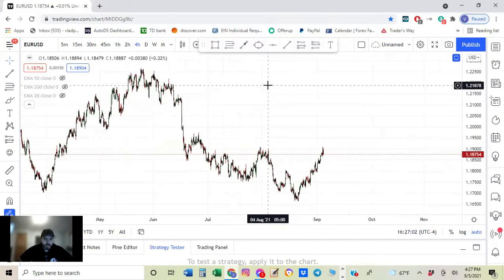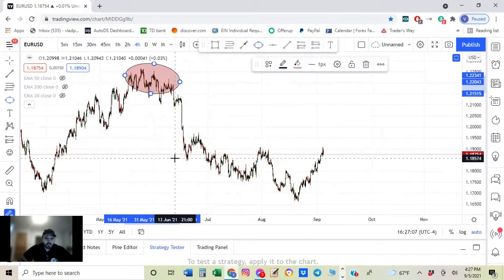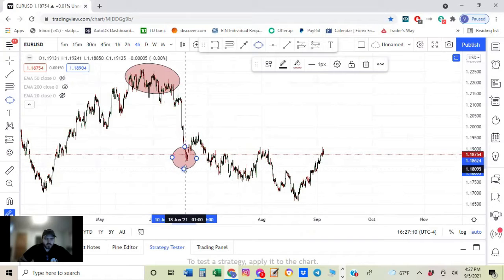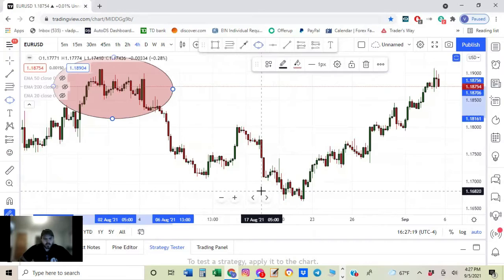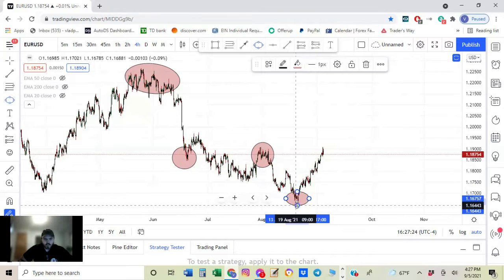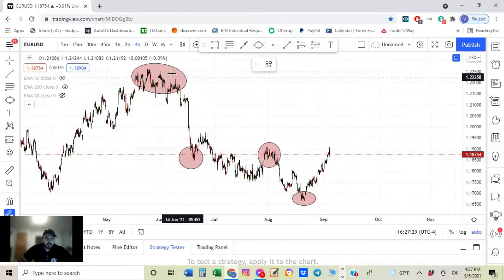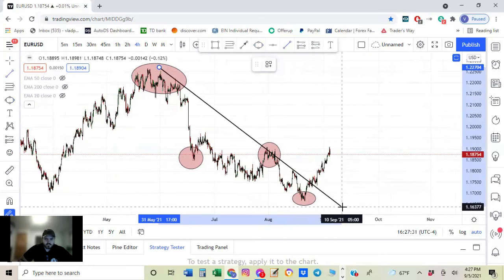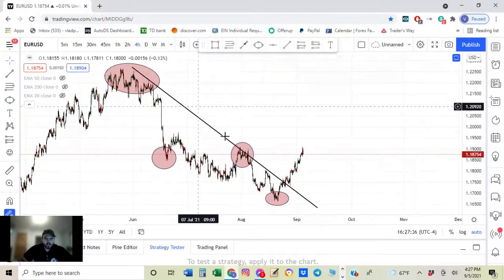So from higher time frames, we have a higher high here. We have a lower low here, a lower high here, and then also right here, another lower low. So this right here indicates that it is a downtrend.